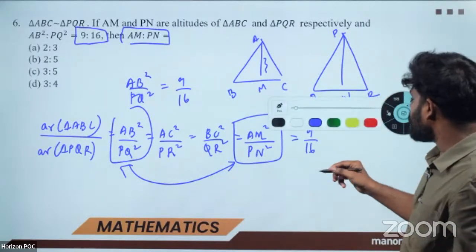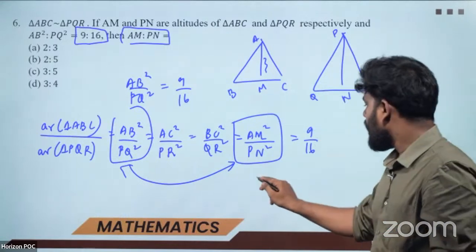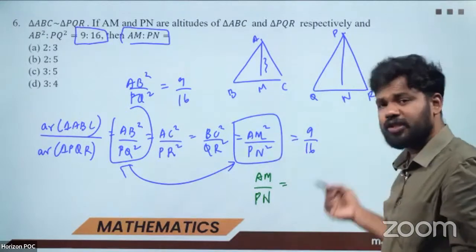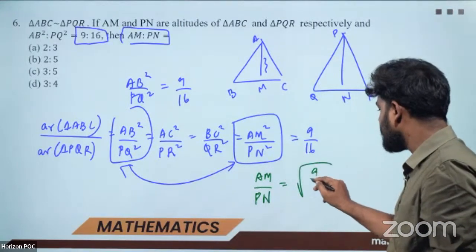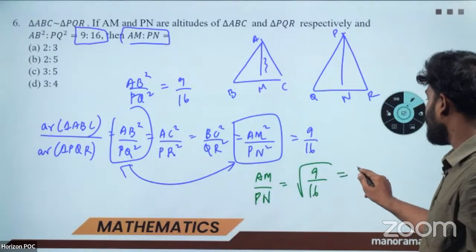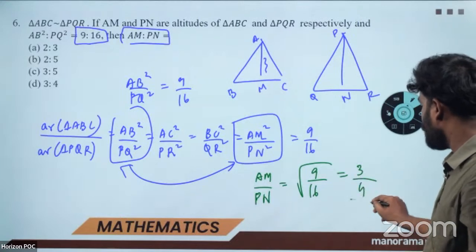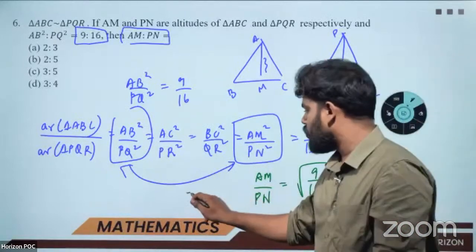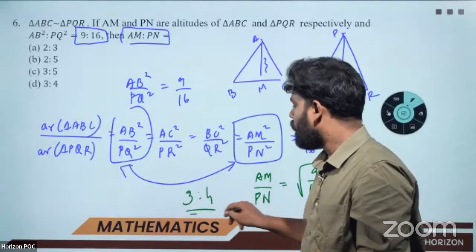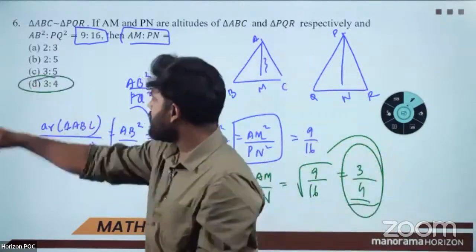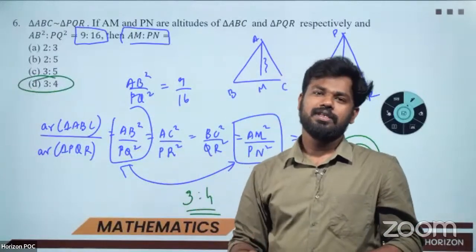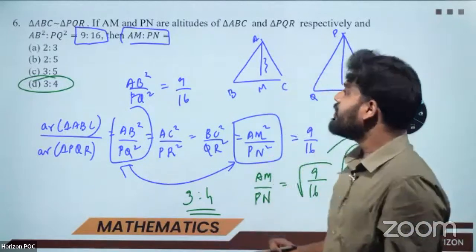Now I don't need AM square by PN square. I just need AM by PN. So what will be AM by PN? When I take the square out, it will become the root of 9 by 16. What is the root of 9? 3. What is the root of 16? 4. So the answer will be 3:4 or 3 by 4. The ratio will be 3:4. Got it? So this will be the exact answer for this particular question. Clear? How to find the answer for the sixth one?